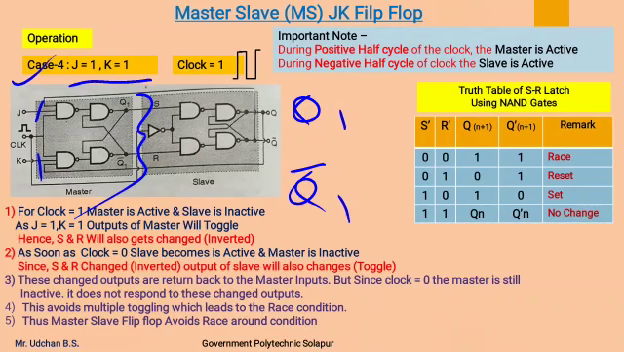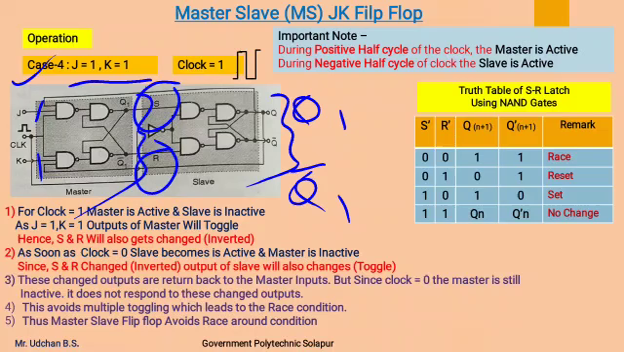As Q1 and Q1 complement get inverted, the values of S and R will also get inverted. Now as soon as the clock becomes 0, the slave becomes active and the master is inactive. Since the values of S and R have changed, the output of the slave, that is Q and Q complement, will also get changed or toggled.